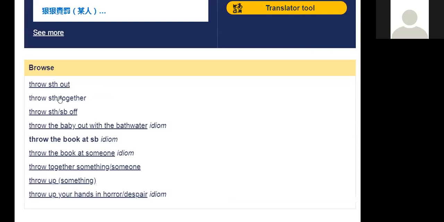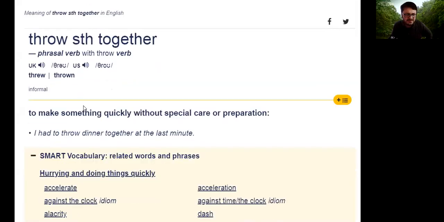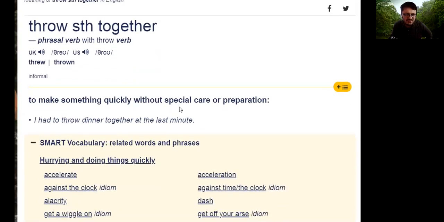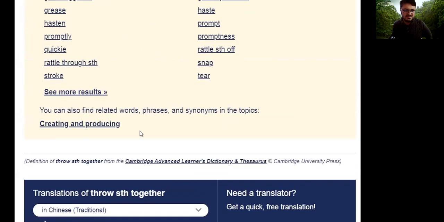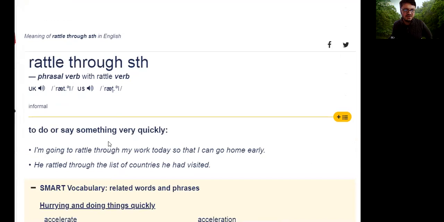Throw something together, to make something quickly without special care or preparation. I had to throw dinner together at the last minute. I think its pronunciation is minute. Rattle through something, to do or say something very quickly. I'm going to rattle through my work today so that I can go home early. He rattled through the list of countries he had visited.